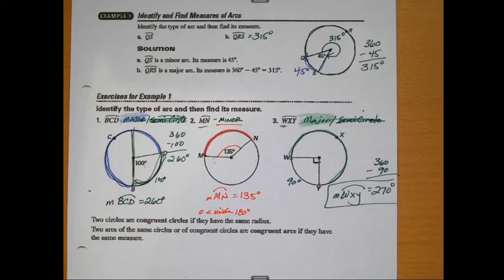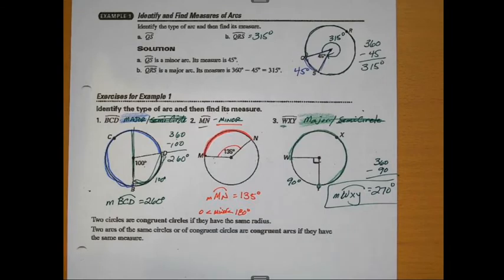Two circles are congruent circles if they have the same radius. Two arcs of the same circle, or of congruent circles, are congruent arcs if they have the same measurements. That sounds reasonable.